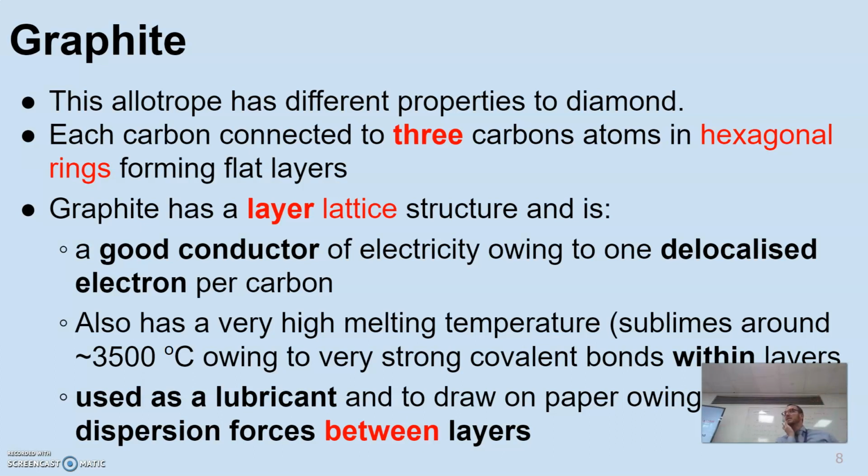Each carbon's only connected to 3 carbons. How many bonds does carbon want? 4. It's only got 3, so what does that mean? No double bonds. 3 single covalent bonds. So what does it mean? It's not stable. That's stable enough. Means there's an unpaired electron. So it looks something like this.